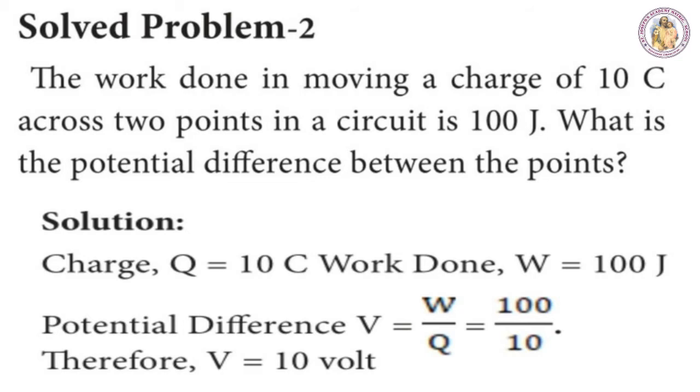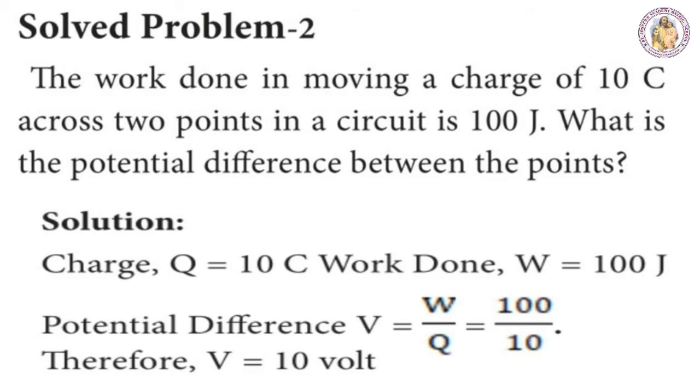Let's solve problem number 2. The work done in moving a charge of 10 coulomb across 2 points in a circuit is 100 joule. What is the potential difference between the points? So here we want to find the potential difference. We know the charge q is equal to 10 coulomb and work done W is equal to 100 joule, both given here.